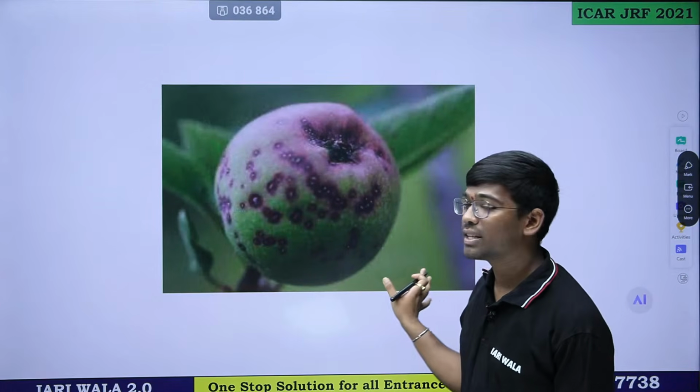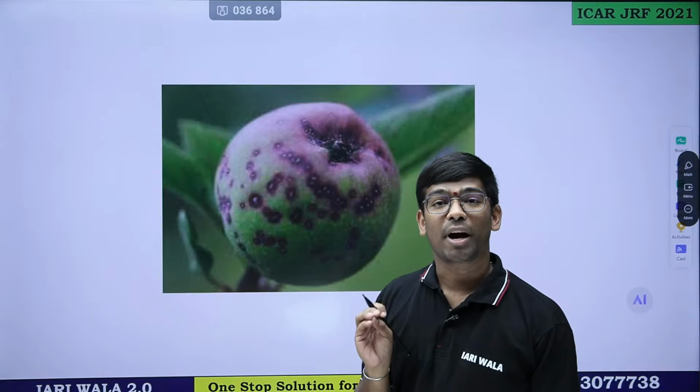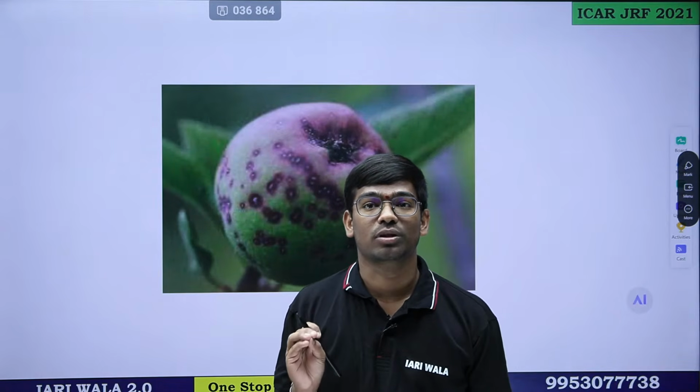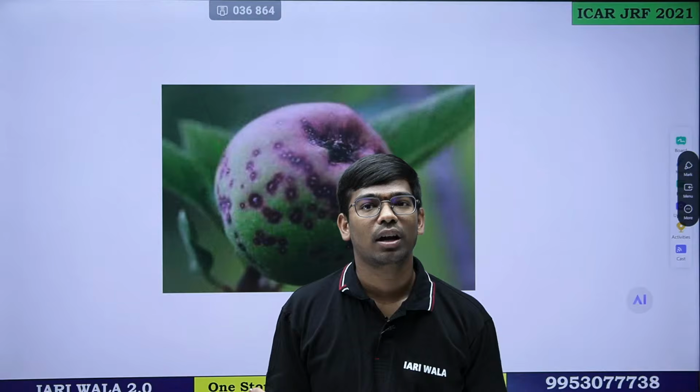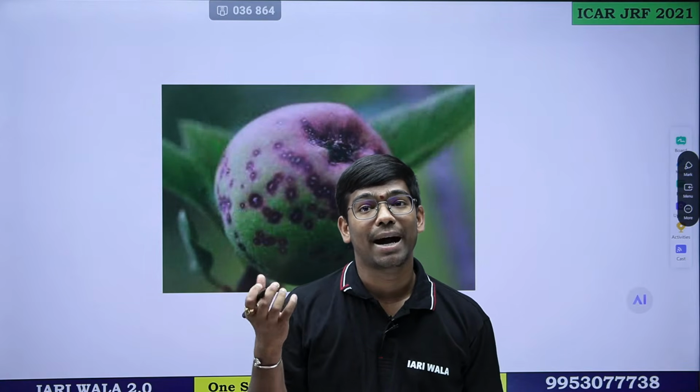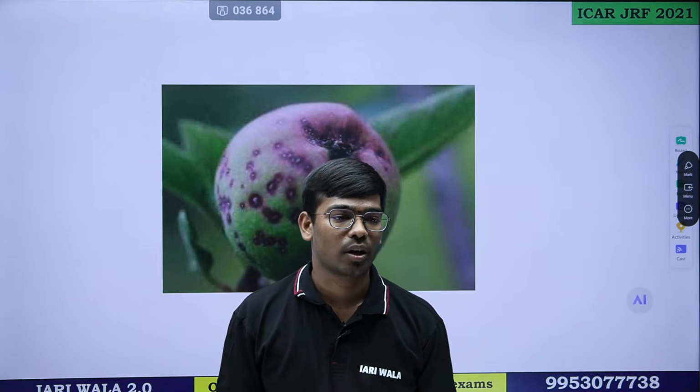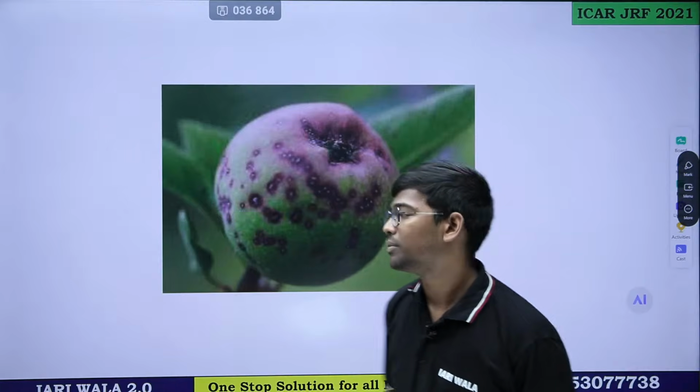And the important symptom is purple color discoloration on the fruits, which reduces the market value. Yes, some of the students answered it is Icerya purchasi, very good. It's nothing but cottony cushion scale, which attacks the citrus crop.